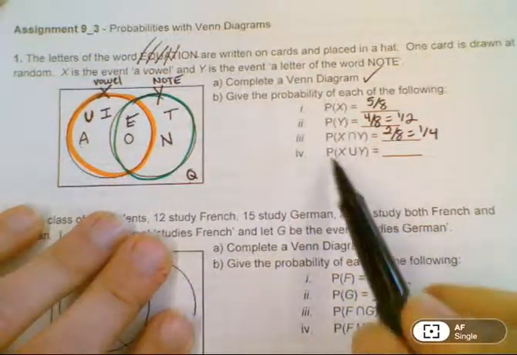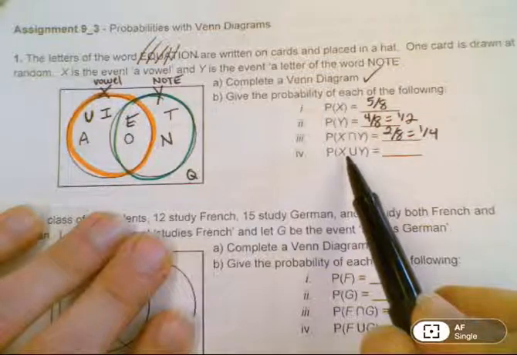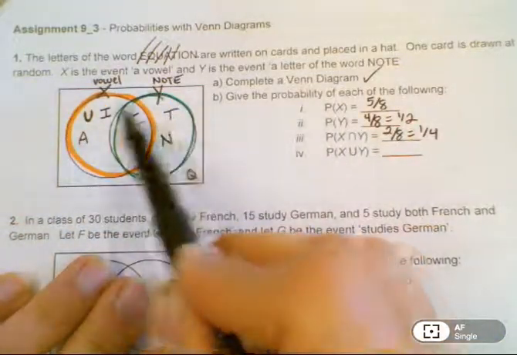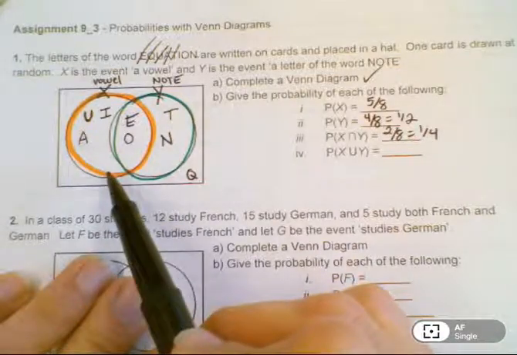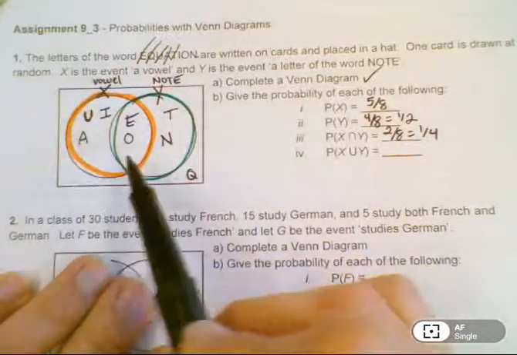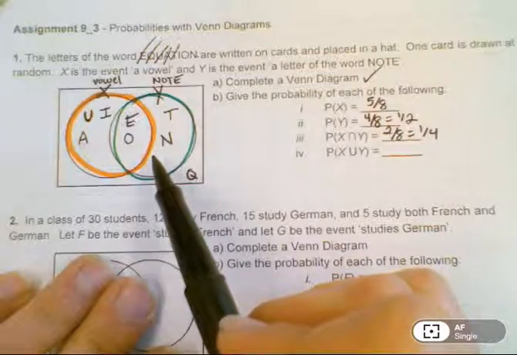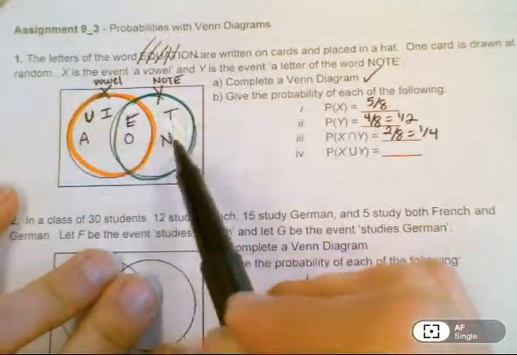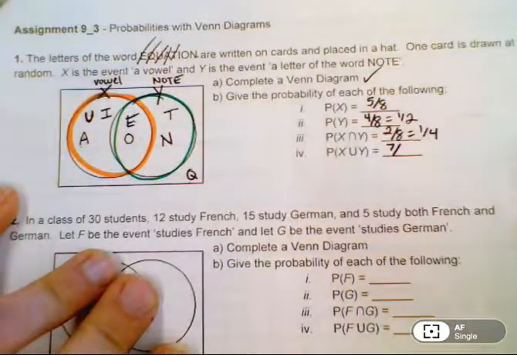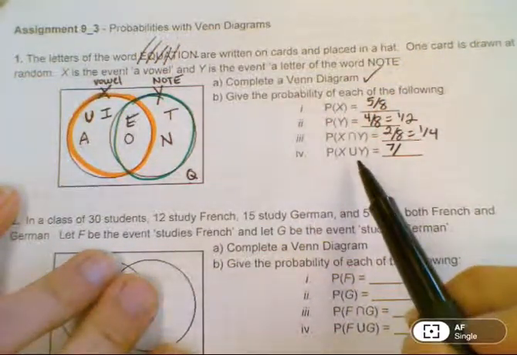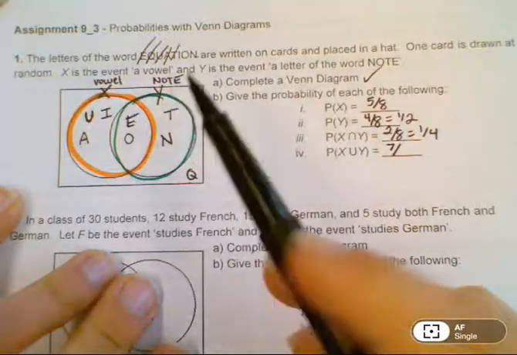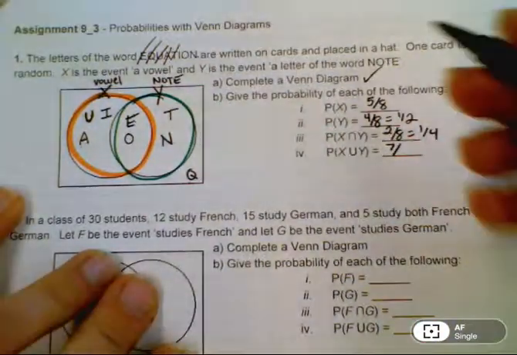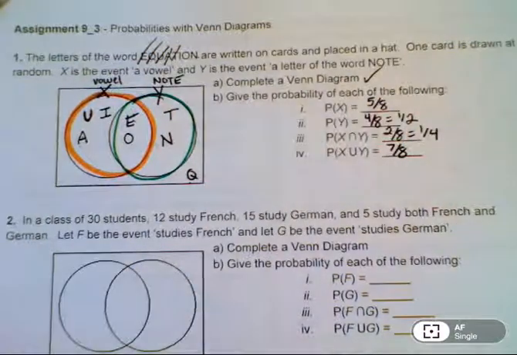And then lastly, the union. So the union means what's the probability that I get a letter that's in one of the sets, right? In the Venn diagram, basically. So in the Venn diagram, I've got 1, 2, 3, 4, 5, 6, 7. So this is essentially asking what's the probability that if you draw a letter, you get a vowel or a letter in the word note, right? You've got 7 chances out of 8 of that happening.